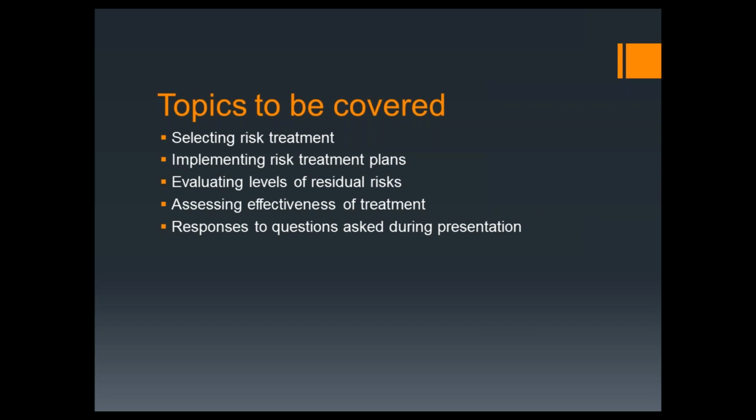So, quick agenda here. We're going to be looking at the following topics: selecting risk treatment, implementing risk treatment plans, evaluating levels of residual risks, assessing effectiveness of treatment, and then again, I will answer as many questions as we have time for. Just a quick note, this does build on the previous presentation that covered risk assessment. So the assumption is that an organization has already gone through the assessment process. They've identified risks, identified those which require further treatment, and prioritized them. So now we get to the point of actually getting some things put into place to get those risks reduced down to an acceptable level.